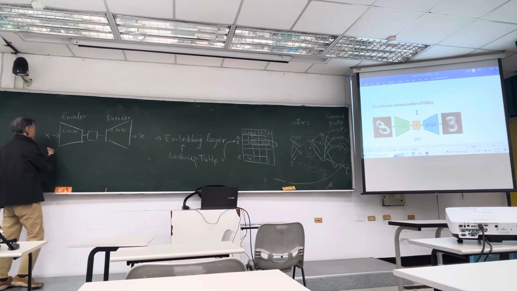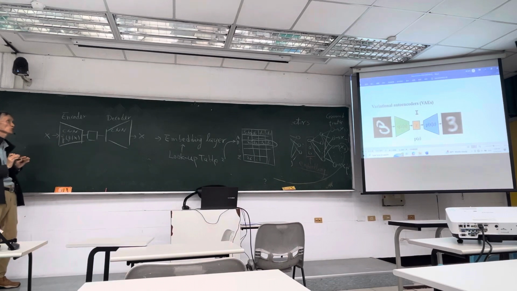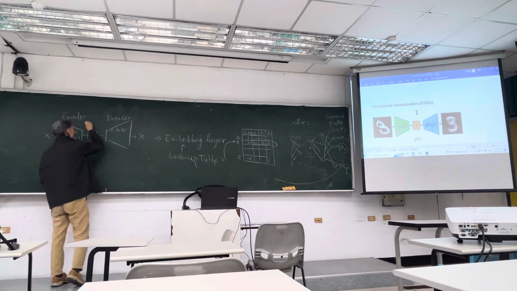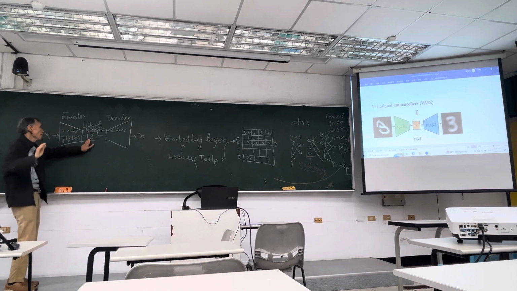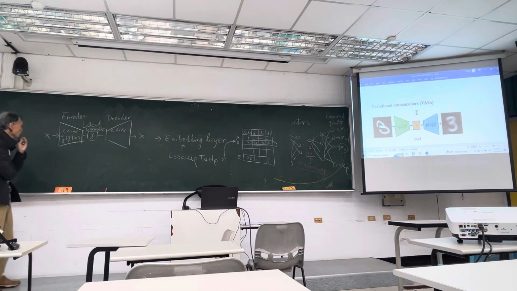We input X, and I try to learn what should be the probability to maximize the Z. The Z here is called the latent variable. It's not a single value. Actually, it should be a vector. You will learn a vector. That's called the latent variable.